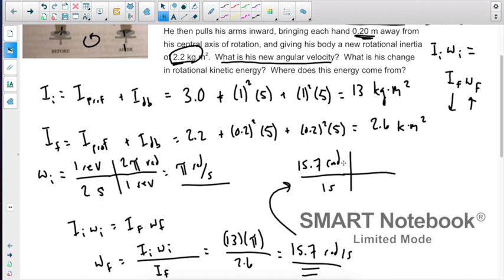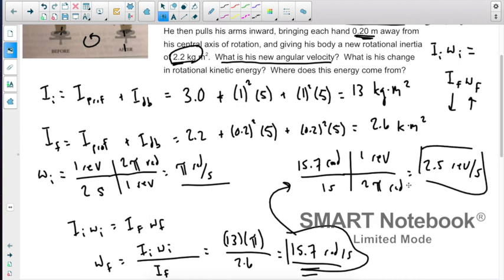It's difficult for us as humans to look at something rotating and count the radians, but we can count the revolutions, can't we? So we may be interested in what we would actually see this dude doing. And I know that there are 2 pi radians in every 1 revolution. And you do that and you're going to get something close to 2.5 revolutions per second. So those are equivalent.